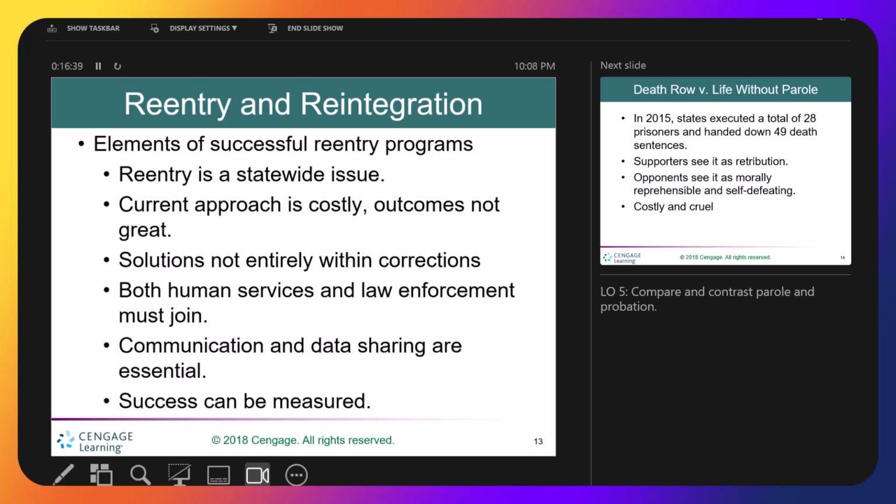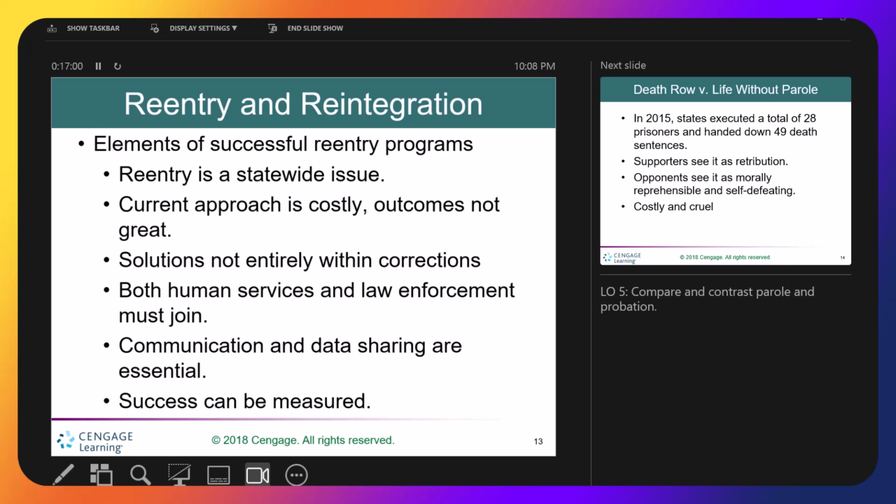Solutions are not entirely within corrections. A lot of times they have to get involved with community leaders or community programs like social workers and even probation and all these other things. So corrections can only go so far. The rest is going to be held by other professionals and community leaders.